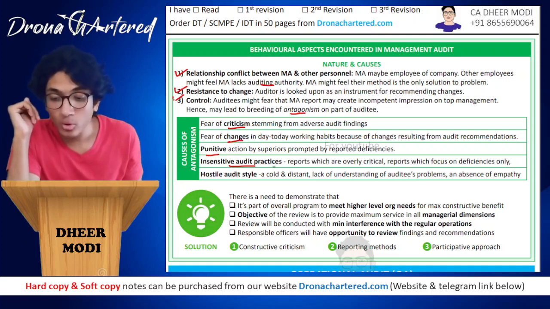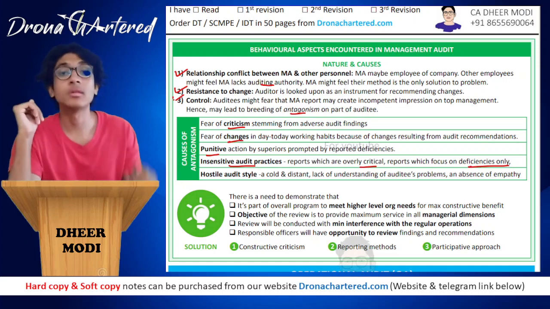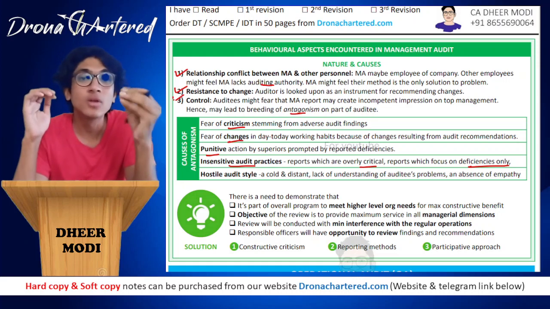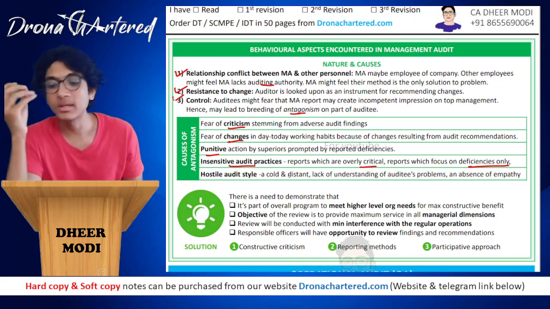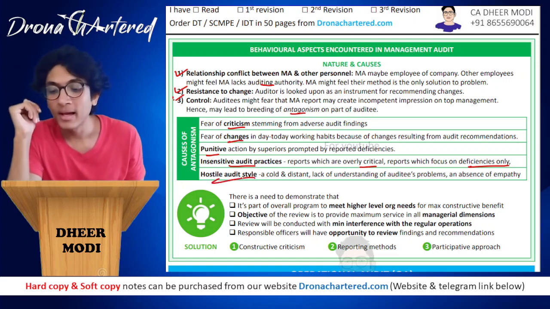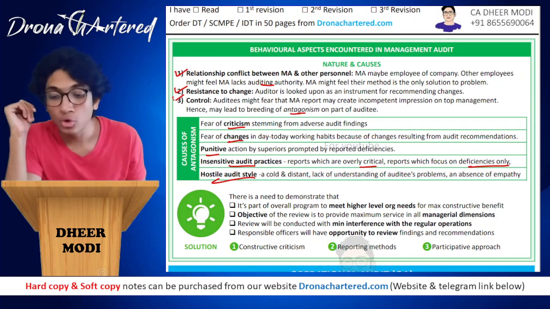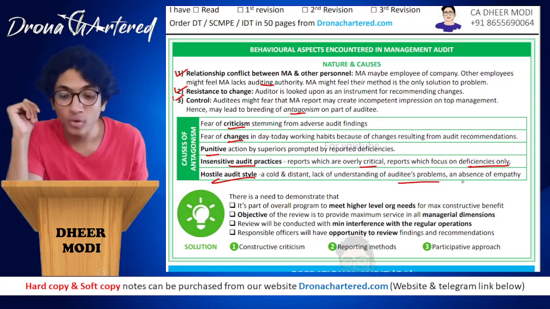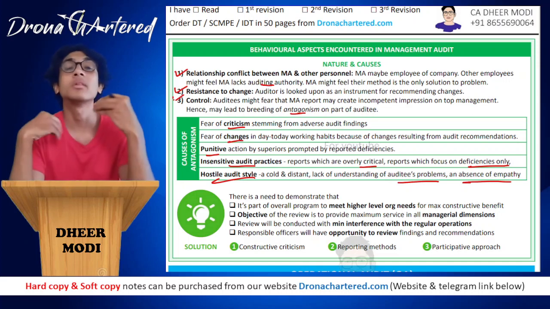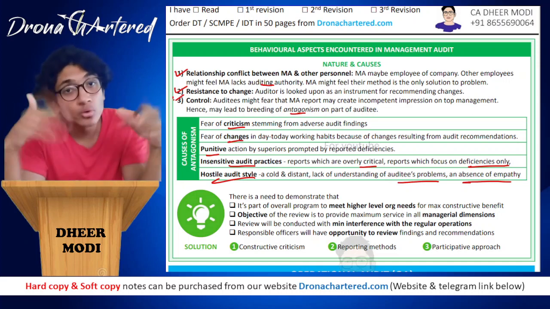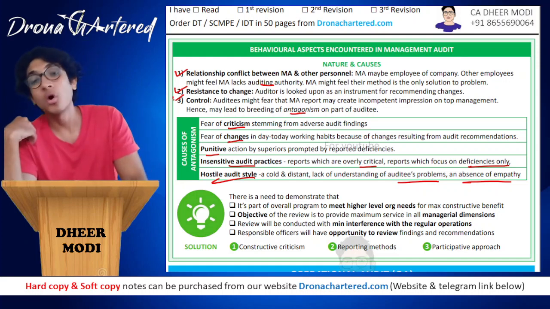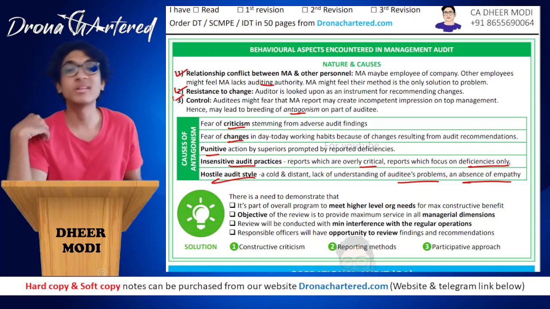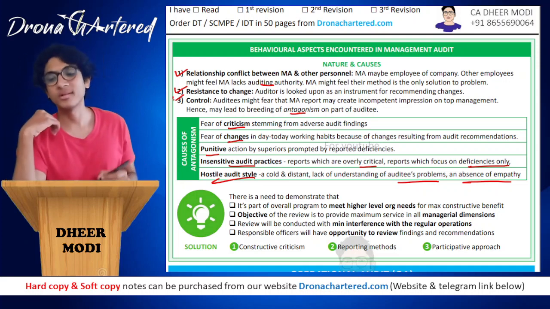Next is insensitive audit practices. Reports which are overly critical, reports which focus on deficiencies only. That means if your report only focuses on deficiencies, it is too critical. That means even tiny mistakes you have put in the report. In such a case, it is insensitive audit procedures. And last is your hostile audit style. So a cold and distant lack of understanding of the auditee's problem and absence of empathy. That means if you do not understand what problem he is facing, and you are just issuing your report, just giving a recommendation, you are not trying to understand why the problem is arising or why they are not able to correct it, this is your hostile audit style. That means not a very friendly audit style.